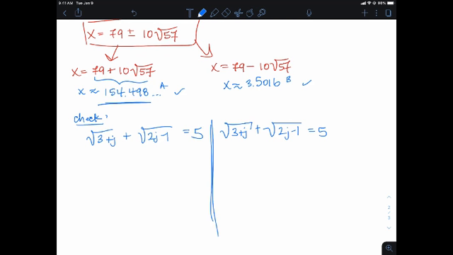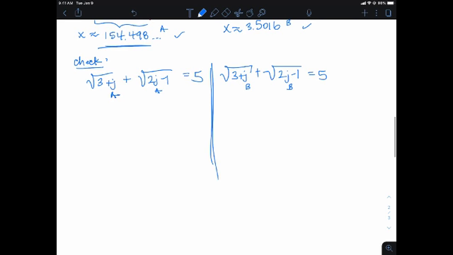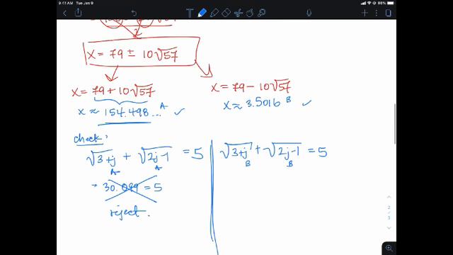So as I'm checking, I fill in A here, and over here I'm filling in B. And I'm going to see, does my left side equal my right side? When I do that on this one, I get approximately 30.099, which equals 5? No dice. My left side does not equal my right side, so I'm going to reject this root. I'm going to say that this root is extraneous. So this is an extraneous root.